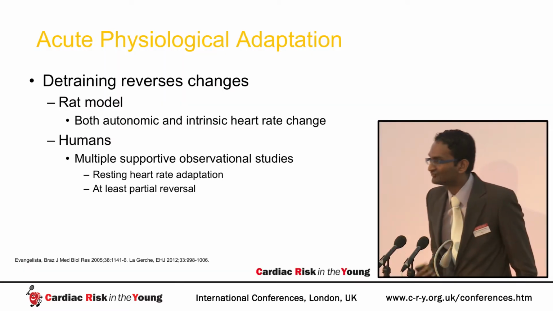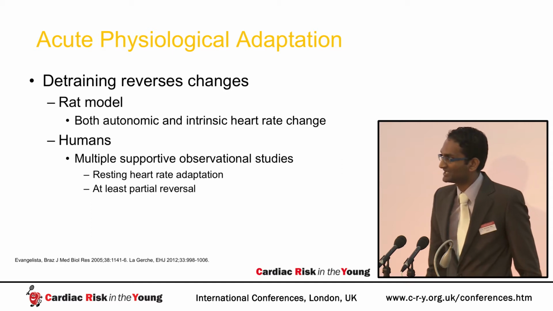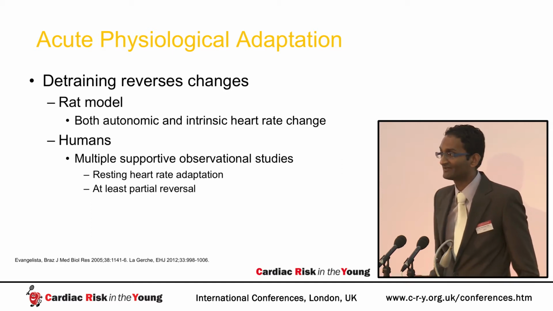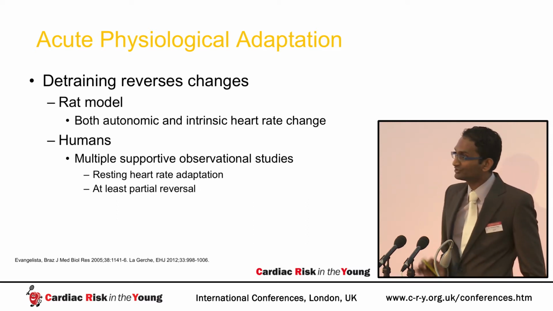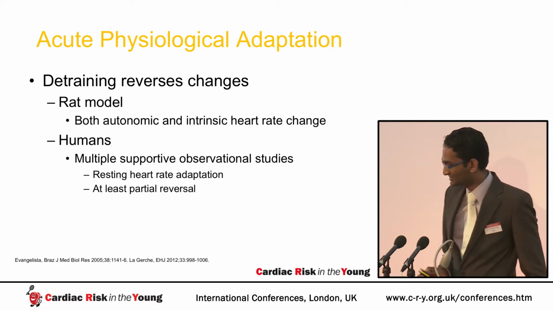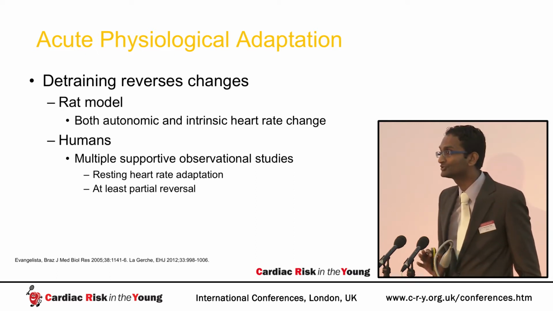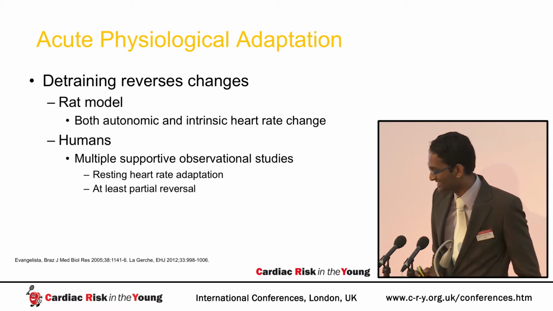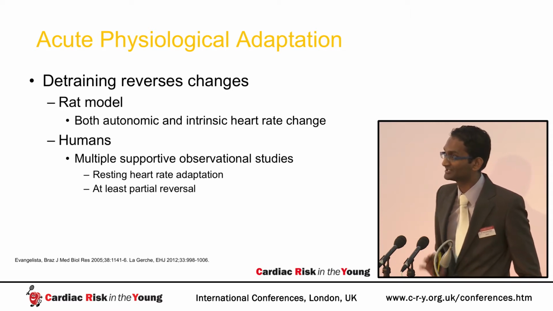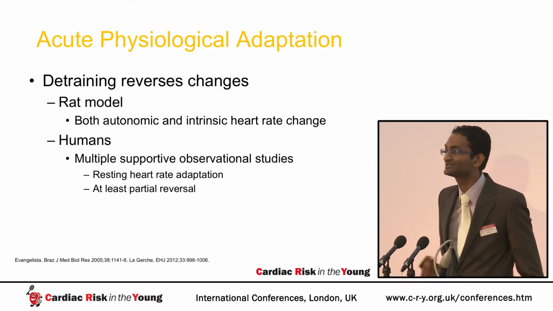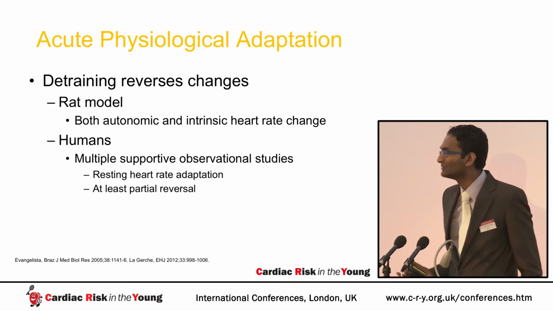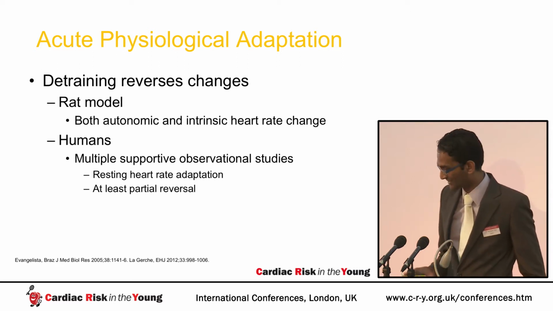Well, these relatively acute physiological adaptations are reversible, and we see that very clearly from controlled animal experiments in rats predominantly, which show that within 2 weeks of detraining rats, we see complete resolution of both the autonomic heart rate adaptation, but also the intrinsic heart rate change. In humans, we don't have quite so controlled studies, but there are multiple observational studies that suggest that this is also the case in humans, although perhaps only partly reversible.